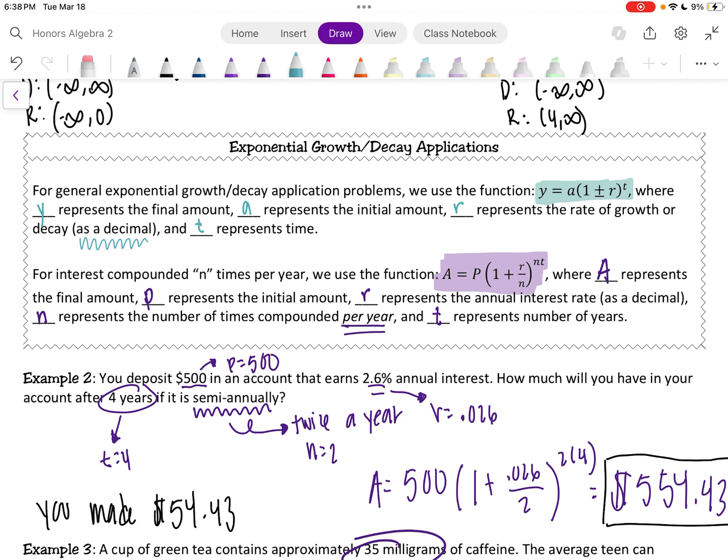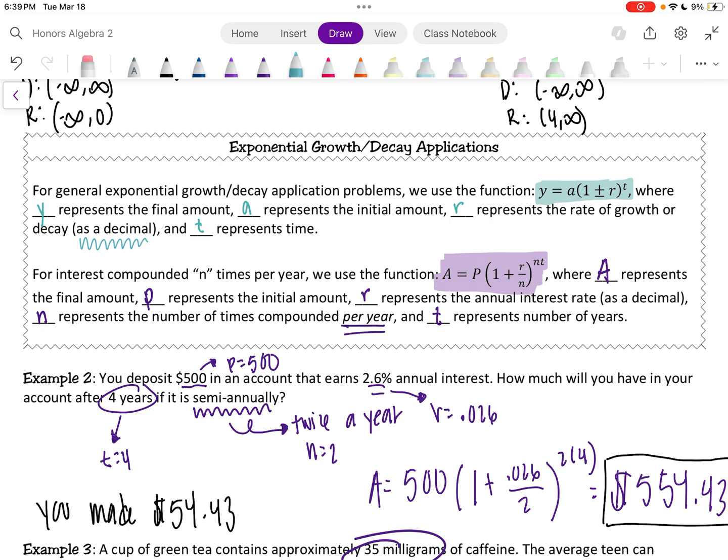Now, if we're talking about interest, right, a lot of growth and decay that we're going to see in the real world, and this is why I love this chapter, is because it's talking about like how it's compounded yearly, or like talking about money or like depreciation of a house or a car.